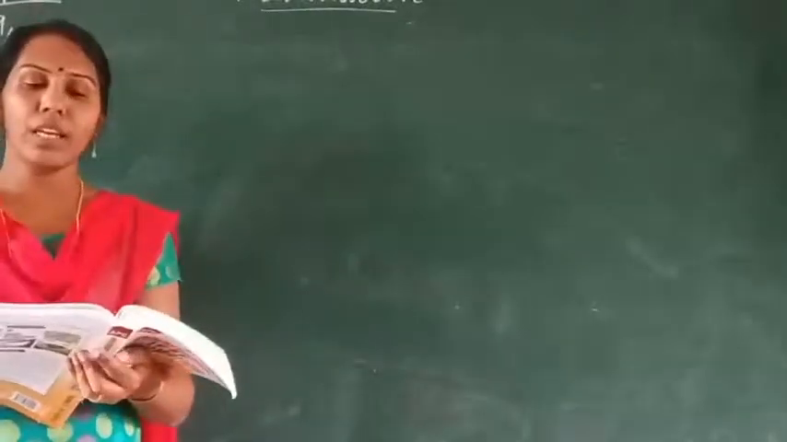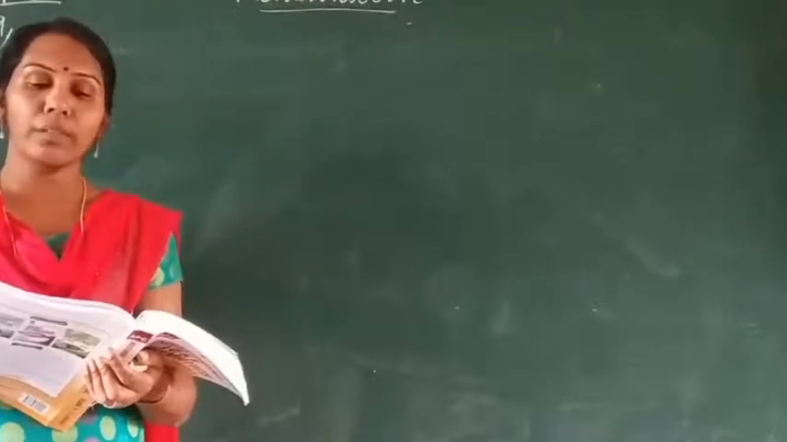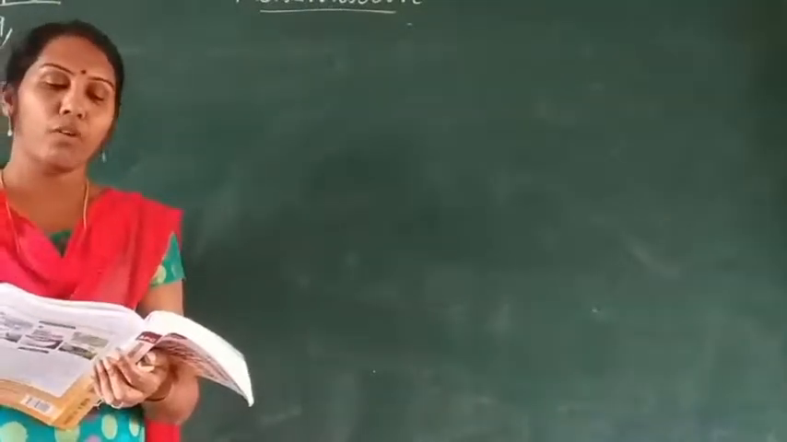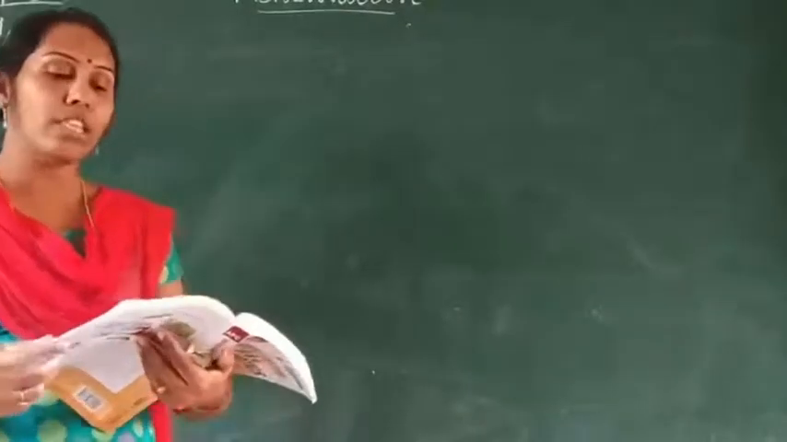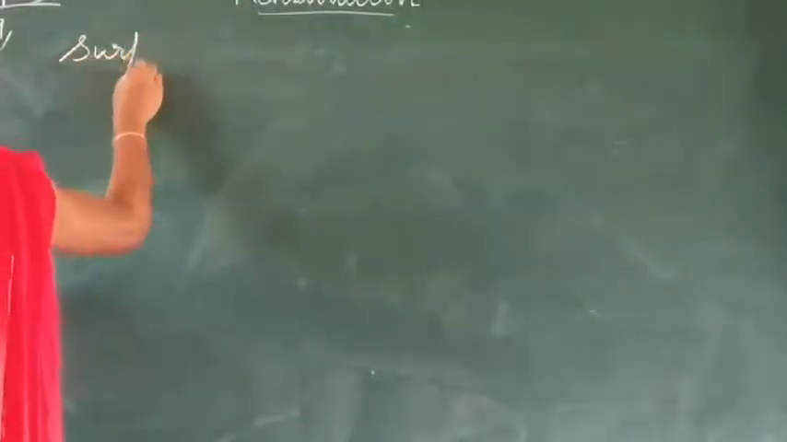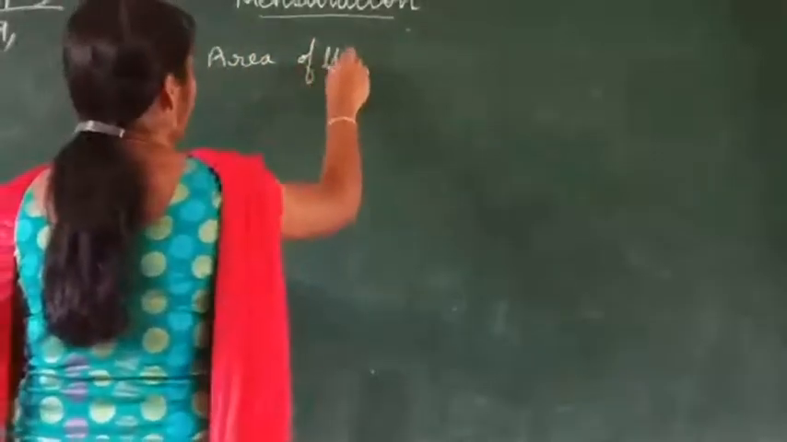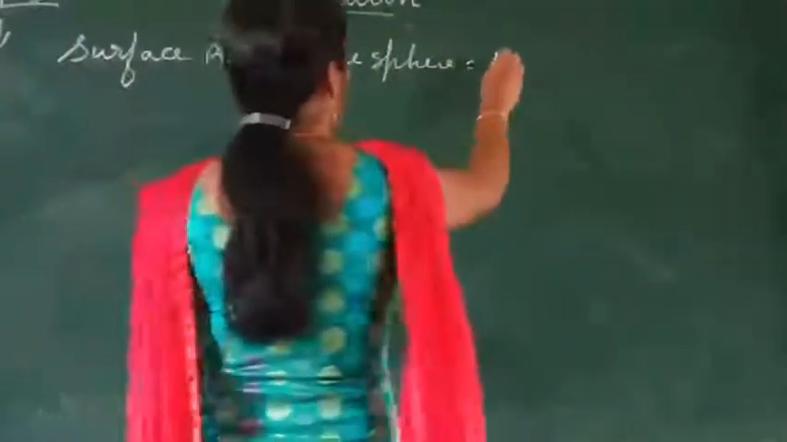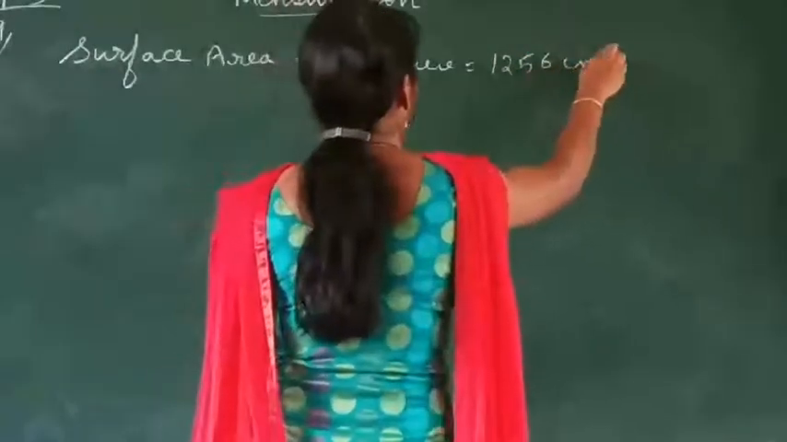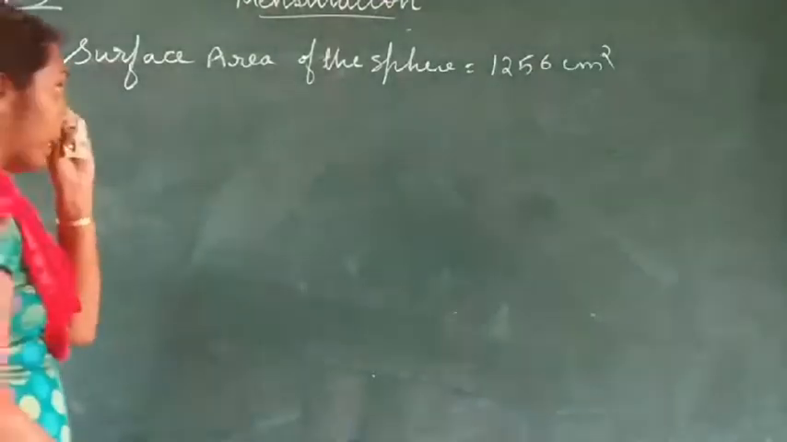Now question number 16. The surface area of a solid sphere is 1256 centimeter square. It is cut into two hemispheres. Find the total surface area and the volume of a hemisphere. So here the surface area of a solid sphere is given. So we can write surface area of the sphere is equal to 1256 centimeter square, and from this we can find out the radius of this sphere.